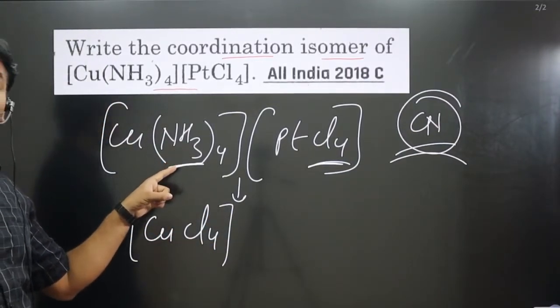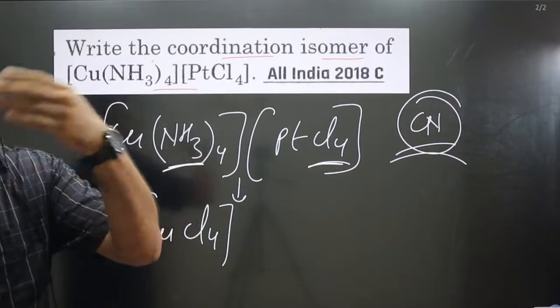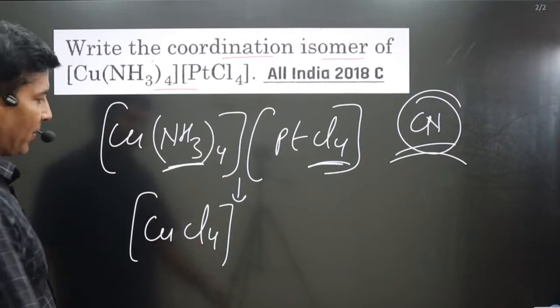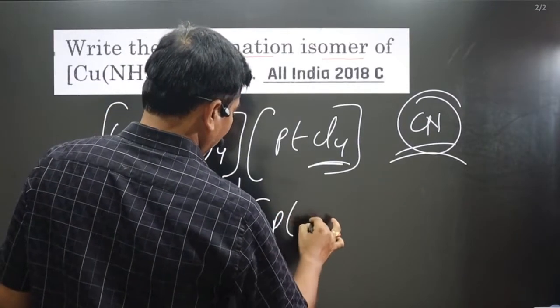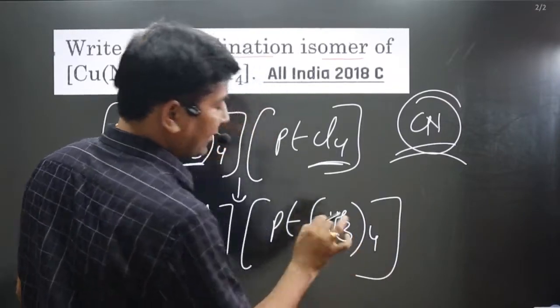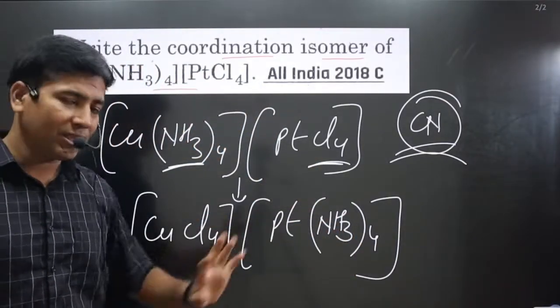In this case also, what is the coordination number? 4, the number of ligands attached to the central metal atom. In this case also the coordination number is the same. Now here we have platinum and in this case we get ammonia whole 4 is there. In this case also coordination number 4 is there.